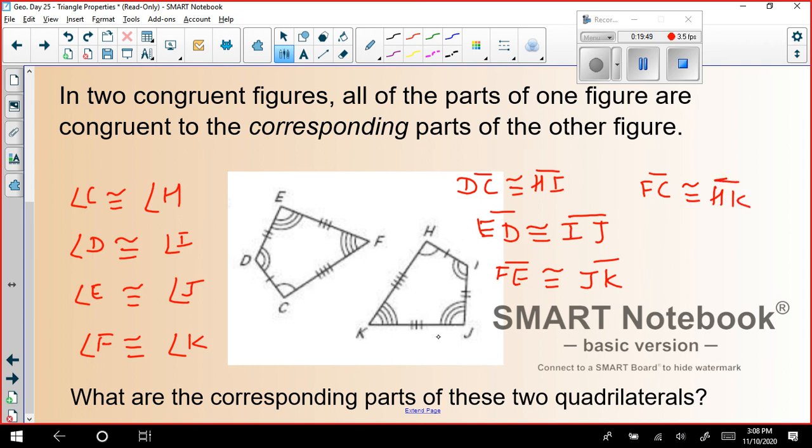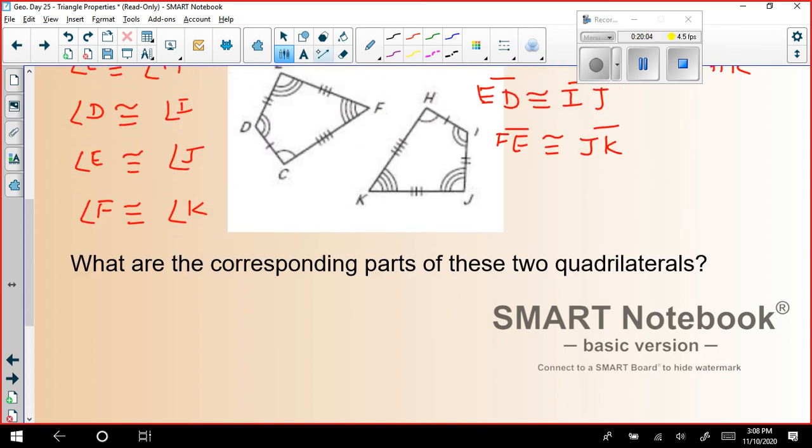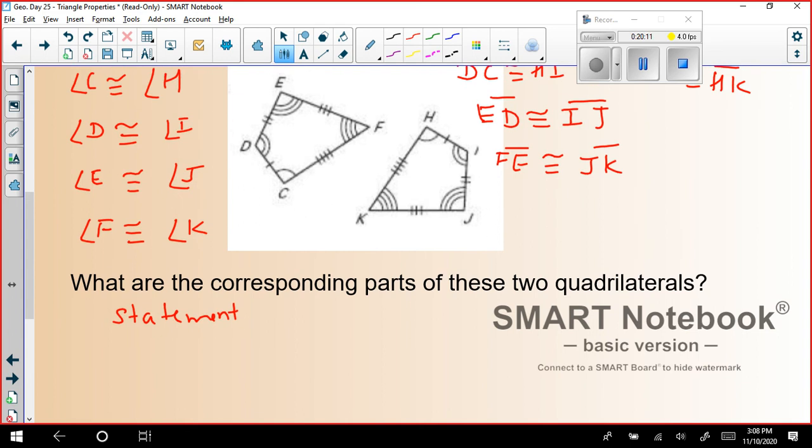Okay, these are the corresponding parts of the quadrilaterals that are congruent. Now if I were to give a statement where these two quadrilaterals are congruent, I will have to list out the quadrilateral vertices. So I'll just say in short form, quad, the vertices I can start from anywhere. I'll just start with CDEF.